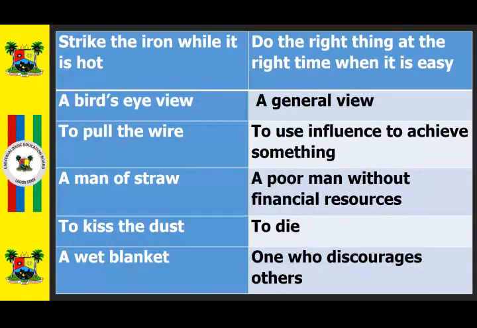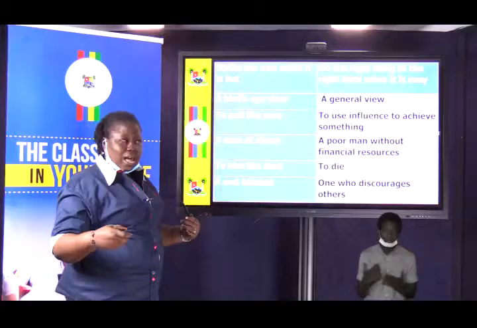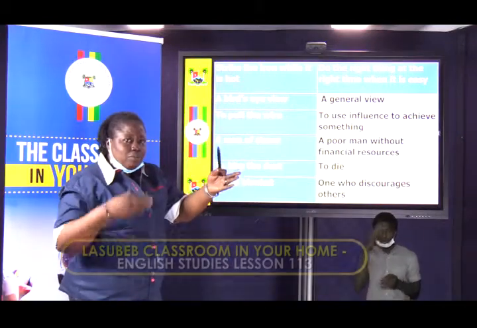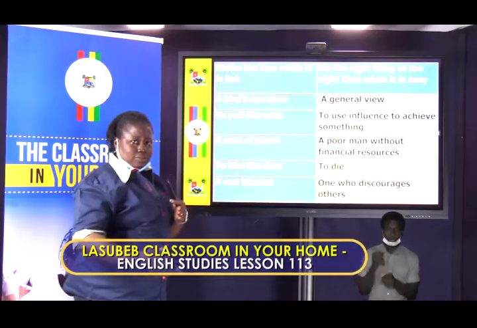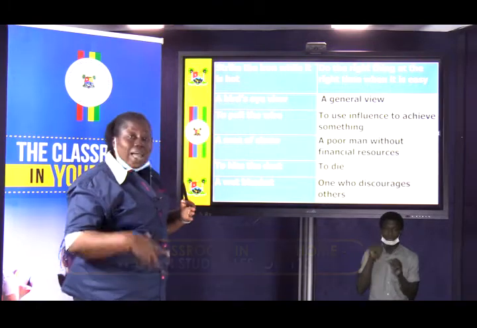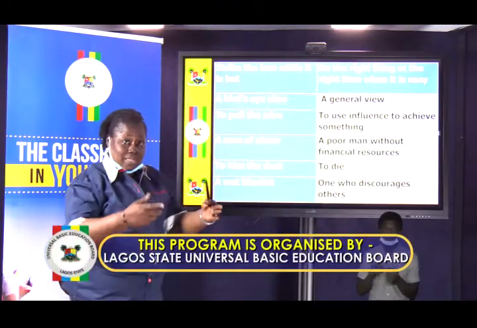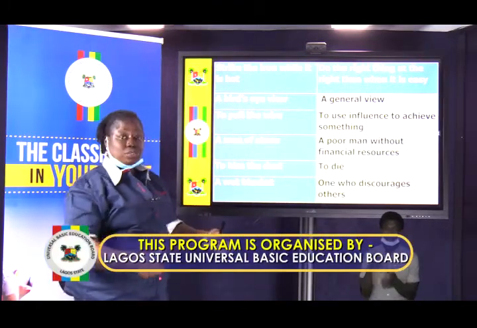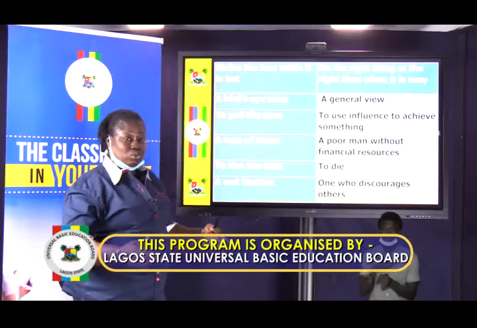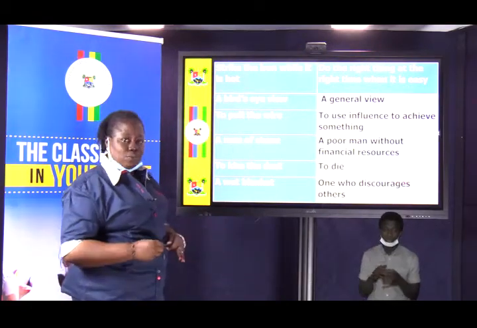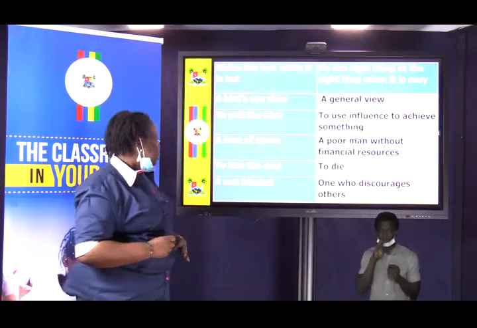To pull the wire. It means to use influence to achieve something. You need something, and you need to know somebody before you could get that thing done. You can say, oh, I need to pull the wire to get this done. That means to use influence to get connected to someone for you to be able to achieve that particular thing.